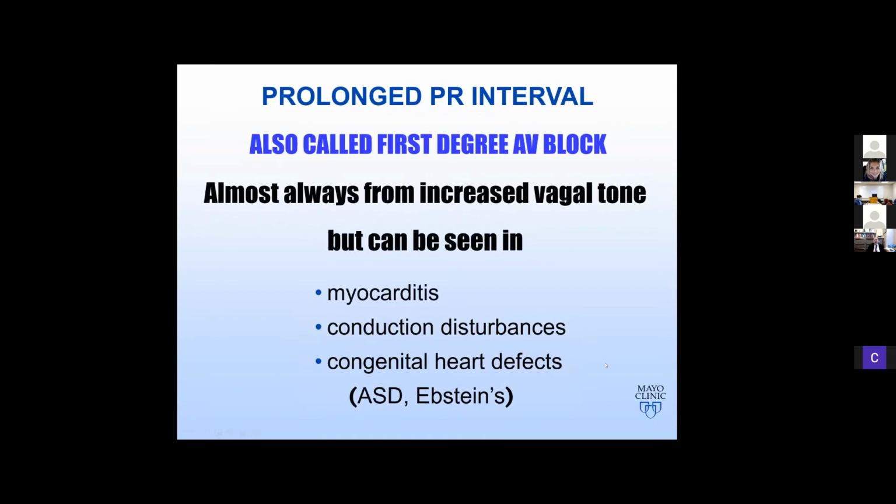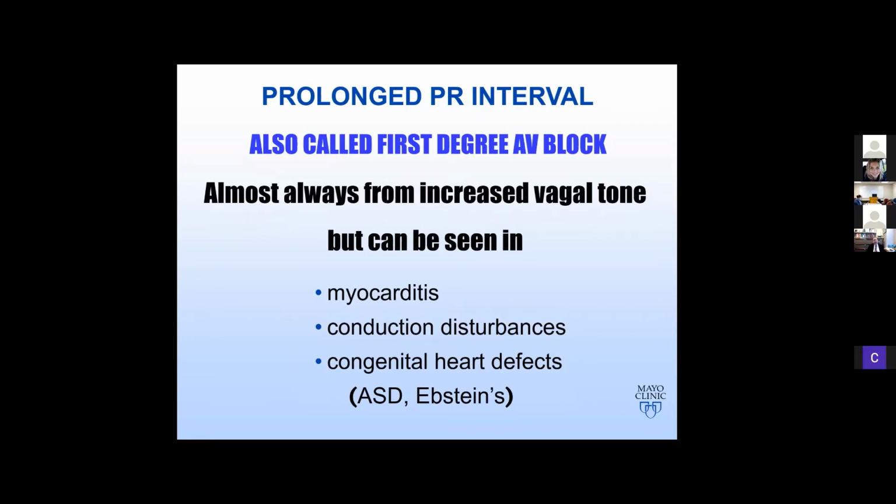It's also called first degree AV block, but as an electrophysiologist in general, we don't like this term because it's not really AV block. It's really just that the length of time it takes to go through the AV node is increased. This is almost always from increased vagal tone, but you can see it in myocarditis, conduction disturbances of the AV node, and congenital heart defects. But in general, this is most always a result of increased vagal tone.